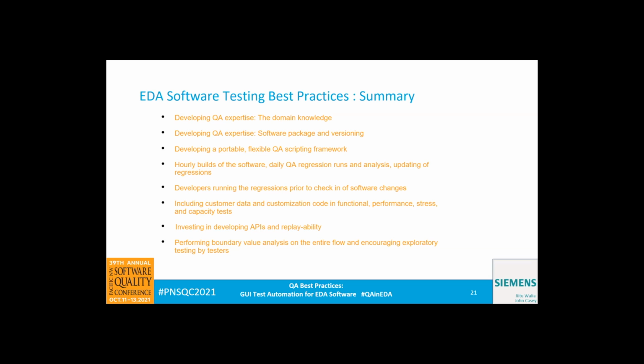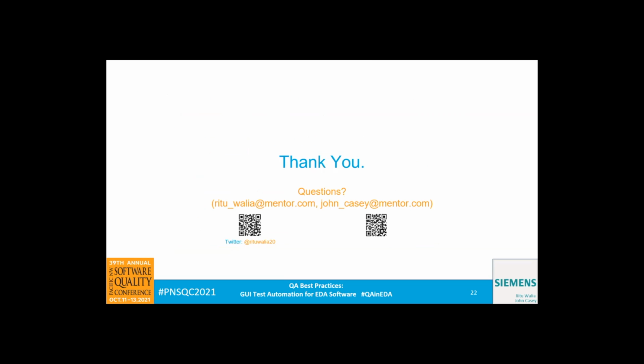And lastly, it is also wise to perform boundary value analysis, keeping in mind the whole flow and encouraging exploratory testing by testers. So to summarize, we largely emphasize that even the most basic and traditional QA techniques, if implemented effectively, can work incredibly well to overcome QA challenges in a complex environment and can do wonders.